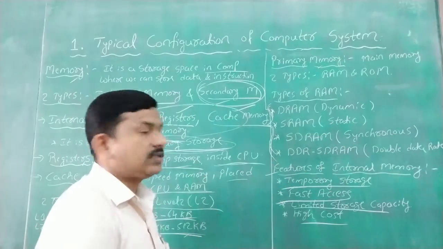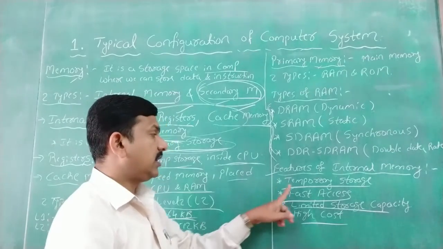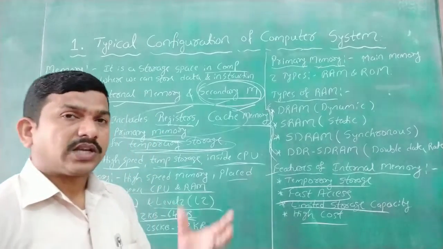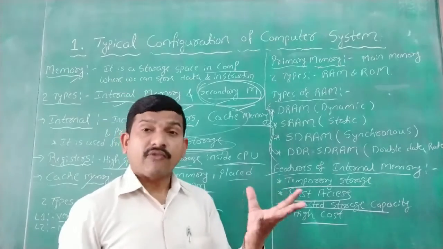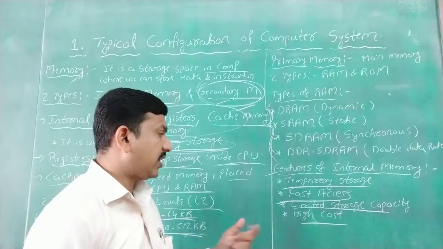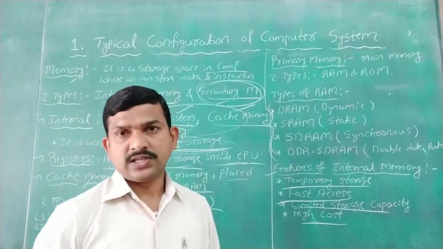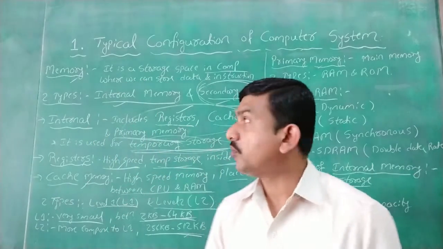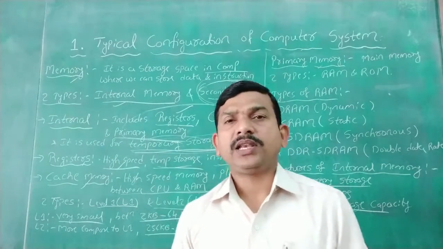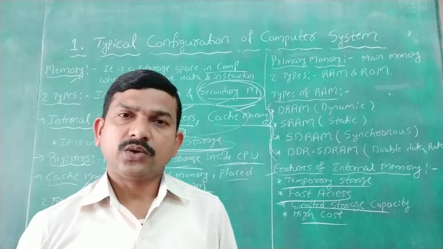And finally we discussed the features of memory: temporary storage, meaning we can store the data temporarily; fast access, meaning we can access the data very fast; limited storage capacity; as well as high cost. So this is some introduction about memory. The remaining part we will discuss in the next class. Okay, thank you.